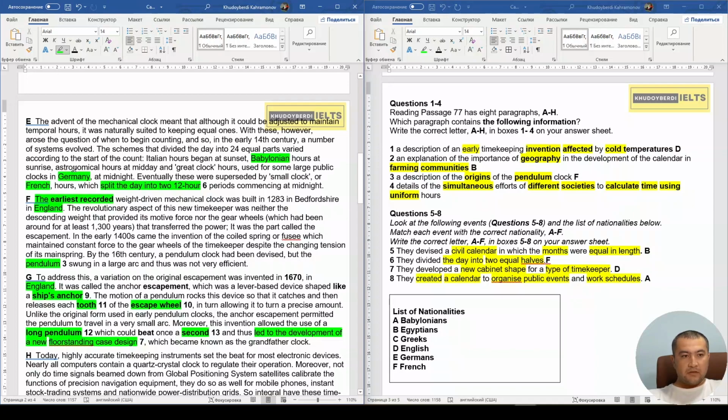Sunrise, astronomical hours at midday and great hour clock hour, right? Is some large public clock in Germany at midnight. Eventually, these were superseded by small clock or French hours appear commencing at midnight. You see, it's talking about different societies and simultaneously. It means respectively at the same time periodically, right? So let's write it out here. E1. So the answer should be E, and we could write it down 4 here.